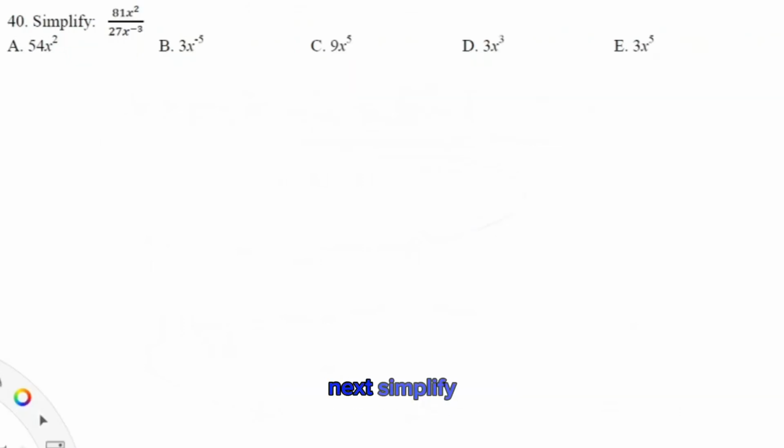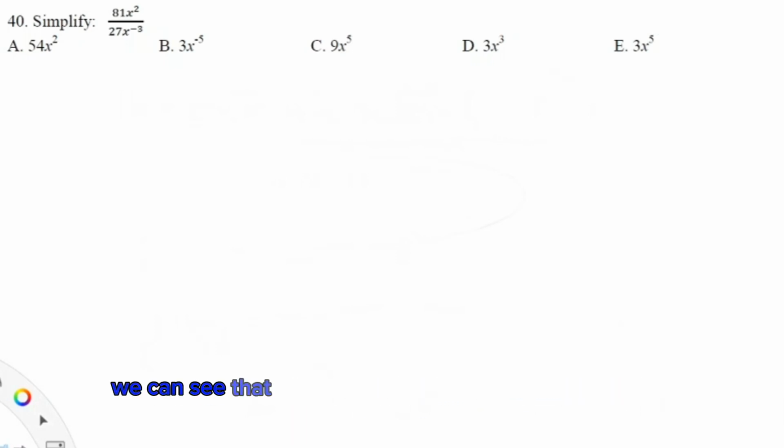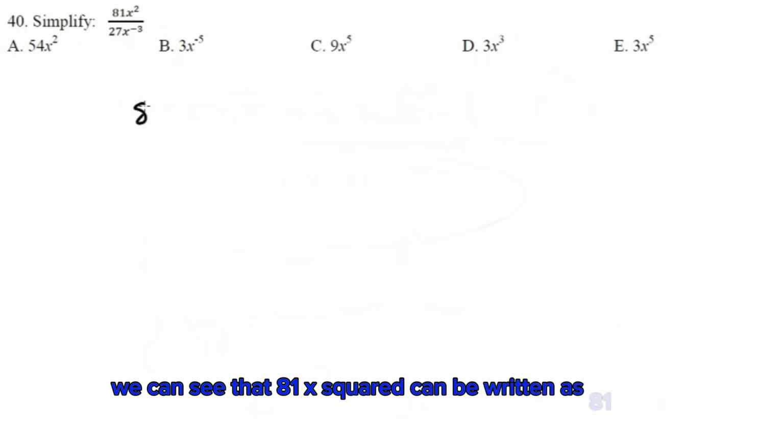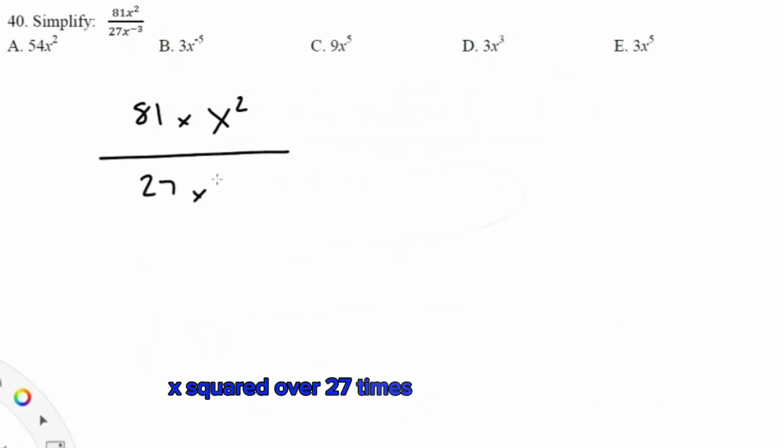Next, simplify 81x squared over 27x to the power of -3. When solving this problem, we can see that 81x squared can be written as 81 times x squared over 27 times x to the power of -3. So 81 over 27 is just 81 divided by 27, which is 3.